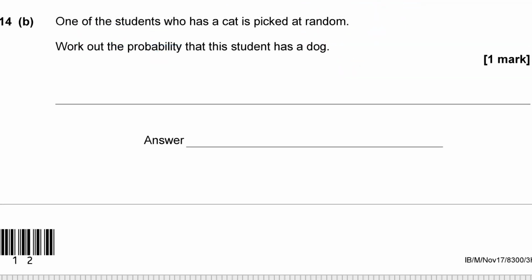So question 14b says one of the students who has a cat is picked at random. Work out the probability that this student has a dog. Okay, so this is what we call conditional probability. We're being asked what's the probability that someone has a dog given that they have a cat.